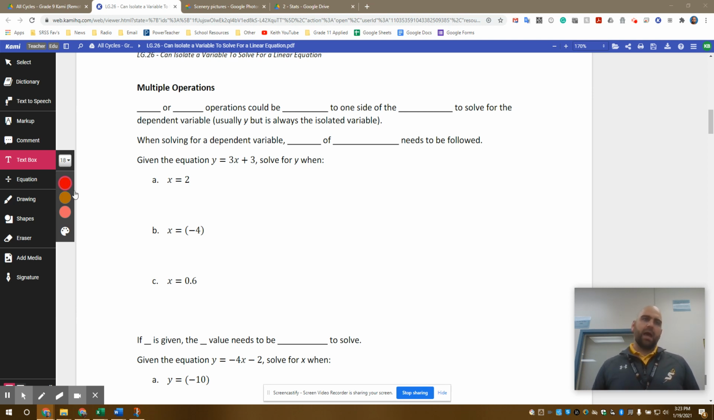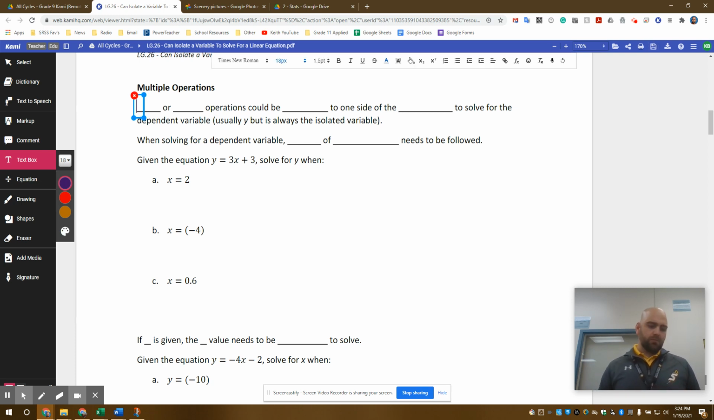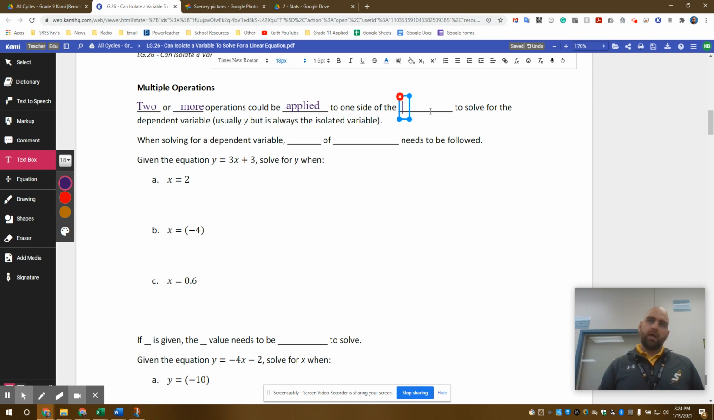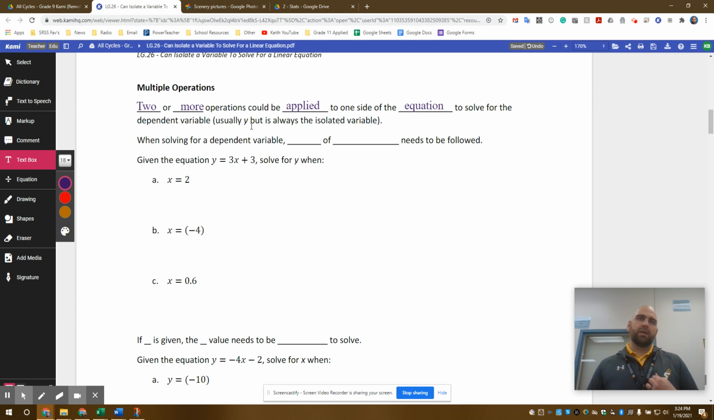Now we're going to start taking a look at when there could be multiple operations being applied. So in a linear function, two or more operations could be applied to one side of the equation. Now for this lesson, again, we're just going to look at simplifying one side of the equation. A little bit later on, we're going to start taking a look at what happens if we have to do both sides of the equation, and we have to do certain things on both sides to try to isolate certain variables.